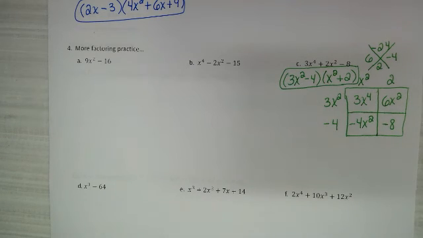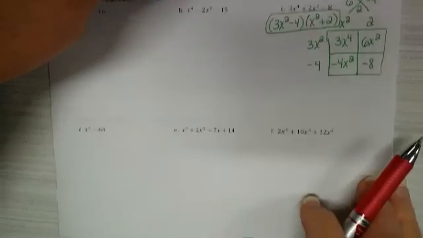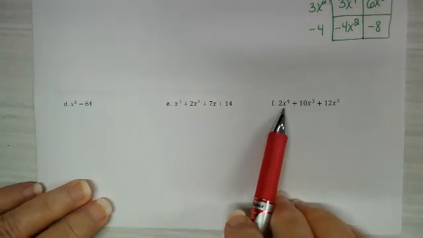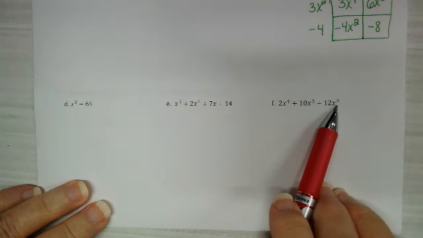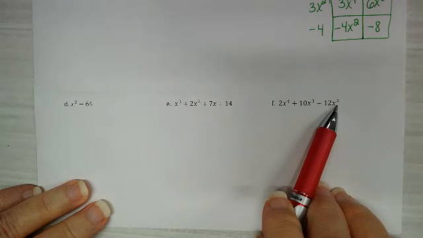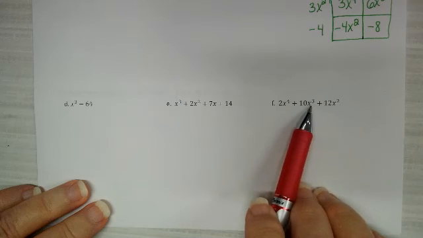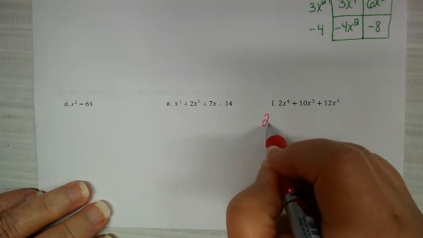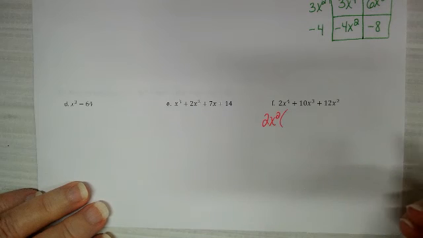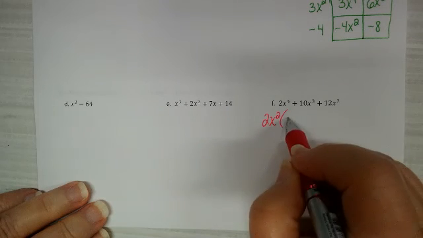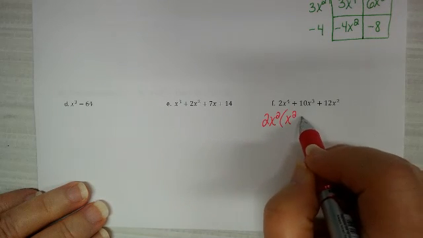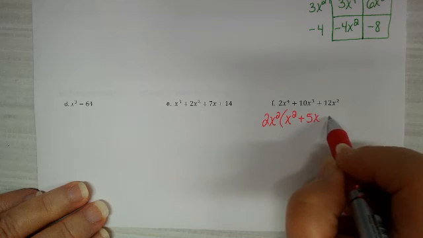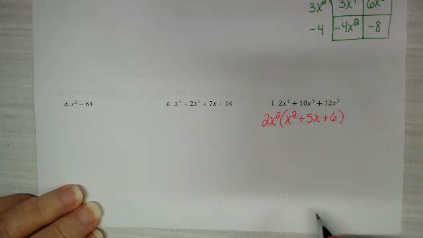All right, let's do one more. Let's do letter F, and whatever didn't get done now becomes your practice. So take a look at letter F. Do you see a common factor? I see some x's. They all have 2 x's, and they're all divisible by 2. So I'm going to factor out a 2x squared, and that should leave me something pretty easy to factor. X squared plus 5x plus 6.